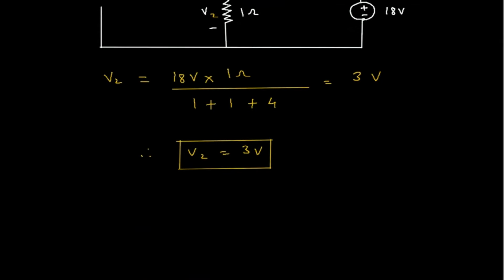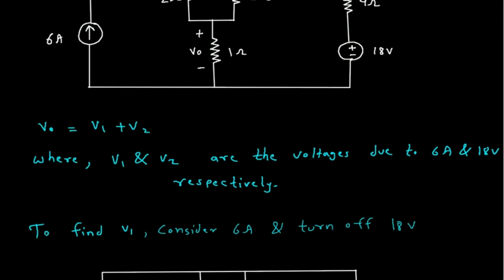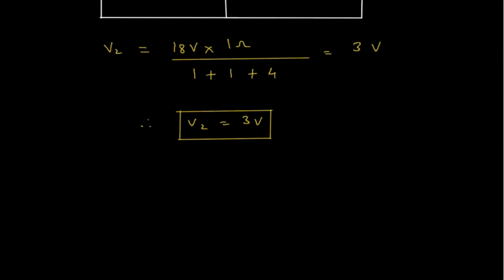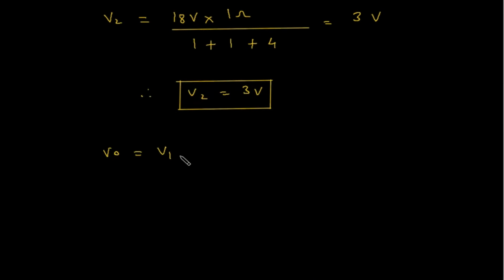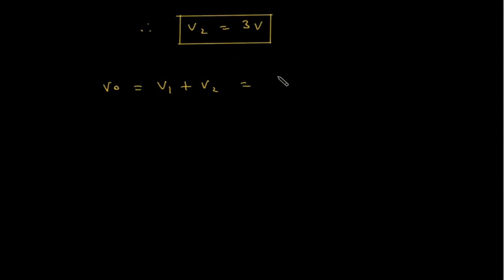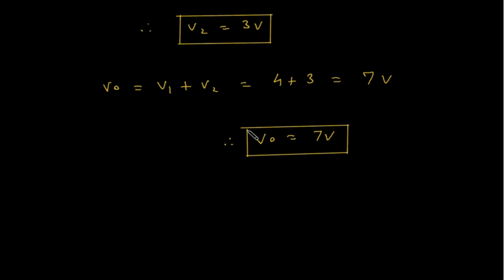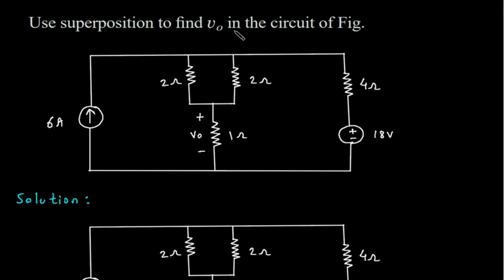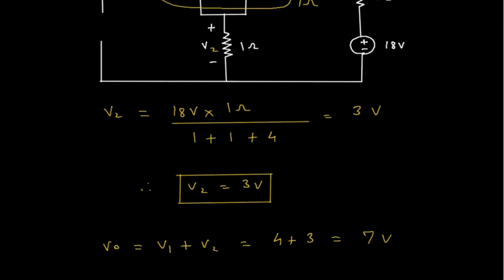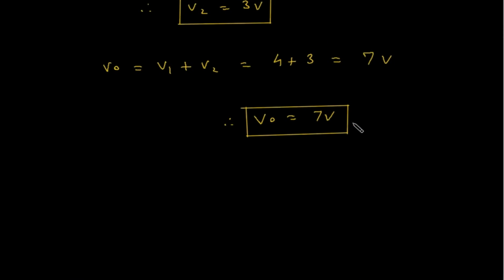V1 is equal to 4 volt and V2 is equal to 3 volt. And VO is equal to V1 plus V2. So this will be 4 plus 3. So this is 7 volt. Therefore, VO is equal to 7 volt. What we have to find? We have to find VO using superposition theorem. So this is the value of VO using superposition theorem.